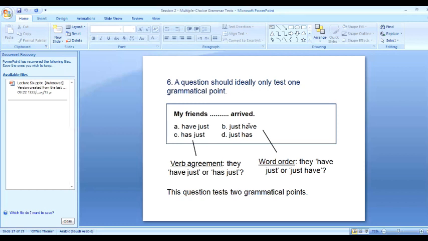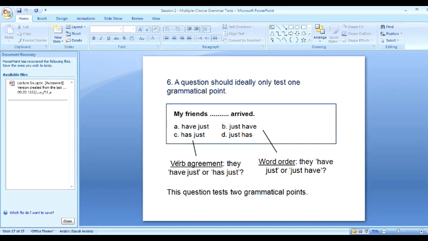And just have or have just, this is word order. We are testing the students to know where they put just. If just is put after have or before have. So in this case, we are testing them on the word order, meaning just have or have just, has just or just has, you know.